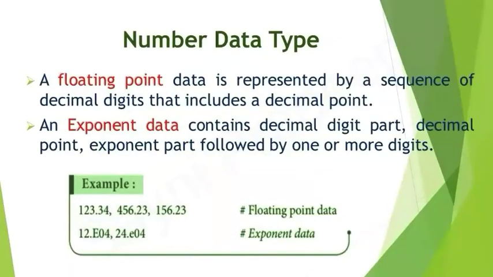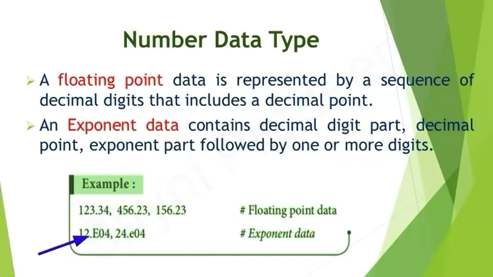Next, floating point numbers. What do they mean? A floating point number is represented by a sequence of decimal digits that includes a decimal point. Floating point numbers mean fractional numbers. These numbers have a decimal point. This is called a decimal point. A sequence of decimal digits that includes a decimal point is called a floating point number. Exponent values also come within the floating point numbers.